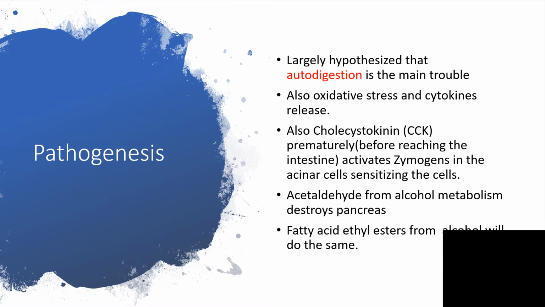Fatty acid ethyl esters from alcohol will do the same. You see now, from this page alone, we've been talking about alcohol, and alcohol. So alcohol is a key culprit in acute pancreatitis, just like hypertriglyceridemia. And of course, alcohol is not exonerated from even a high level of hypertriglycerides also. So it still boils down to the fact that we have to cut the alcohol intake or abstain completely.